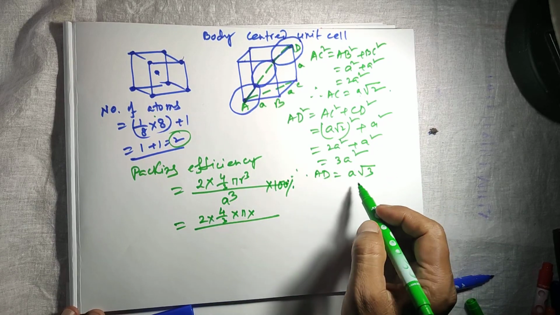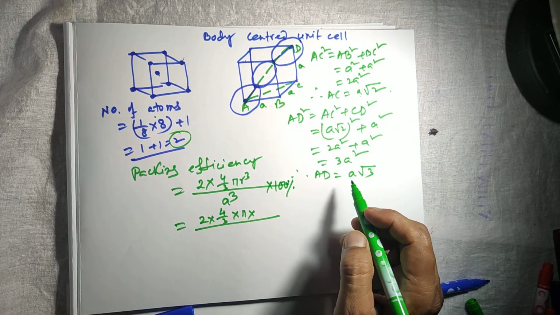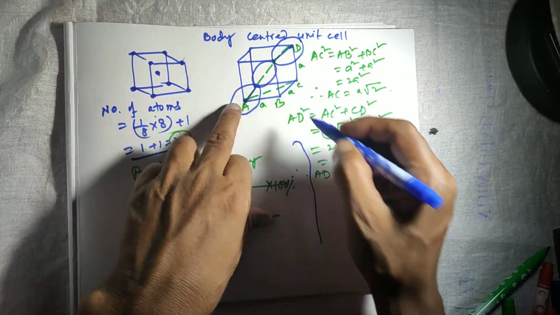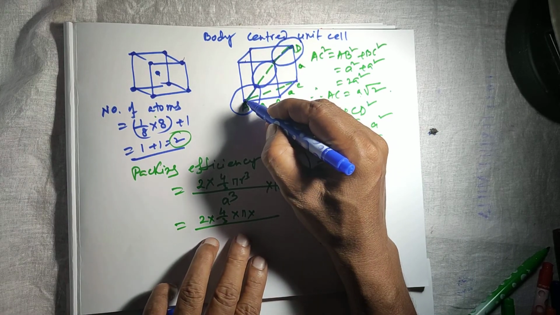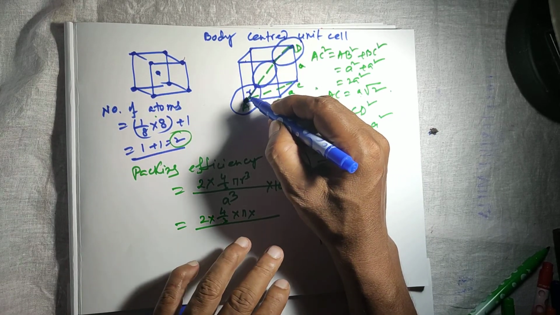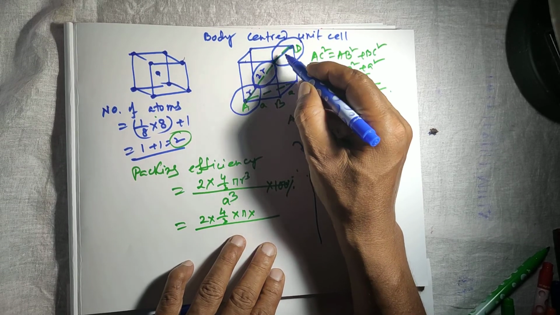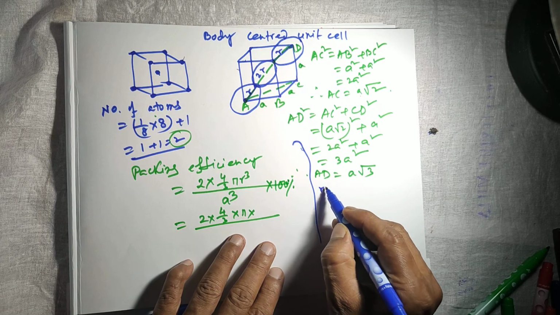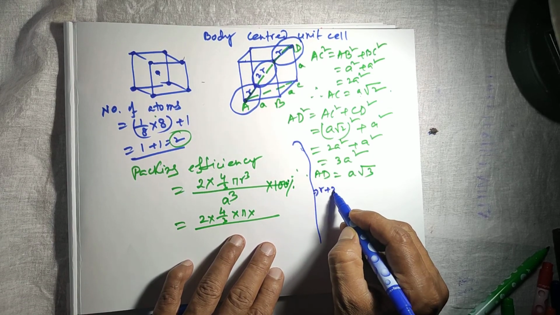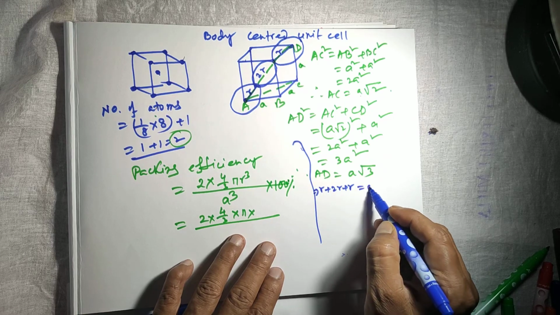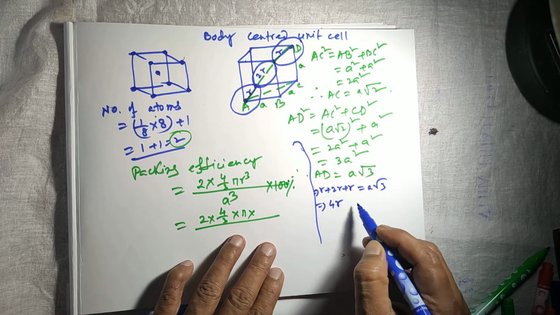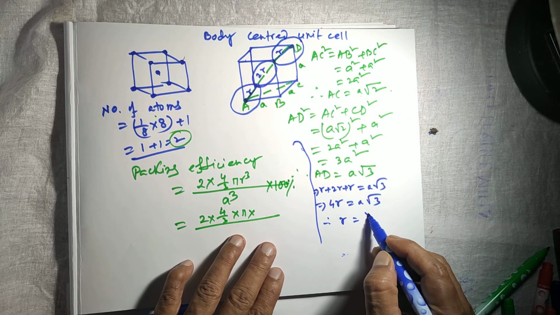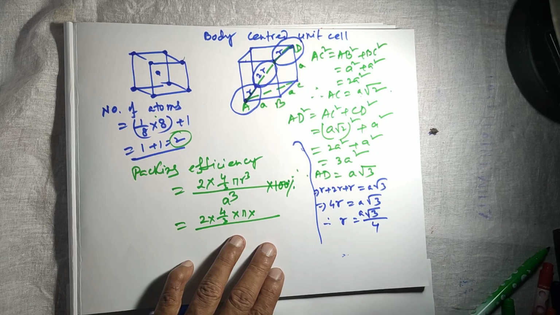Okay, so now, 4 by 3 pi r cube. This is basically, in this case, AD. What is AD? This is the radius of the atom, and this is the diameter, and this is the radius. So the value of AD will be r plus 2r plus r, which equals a root 3, that means 4r equals a root 3, that means r equals a root 3 by 4.